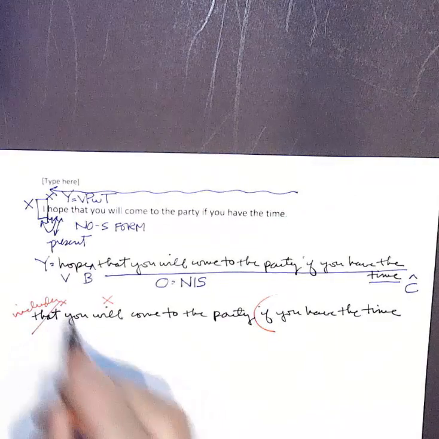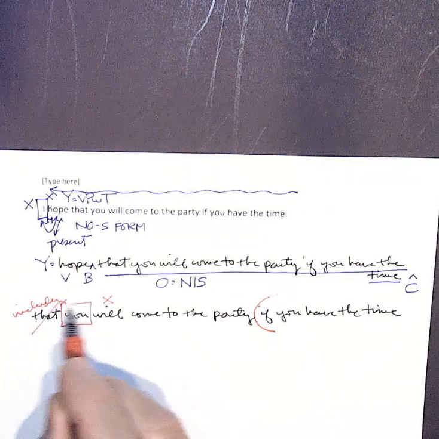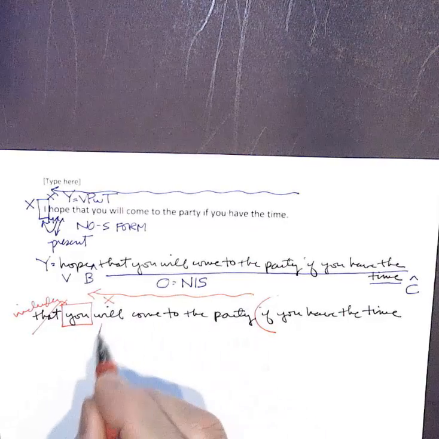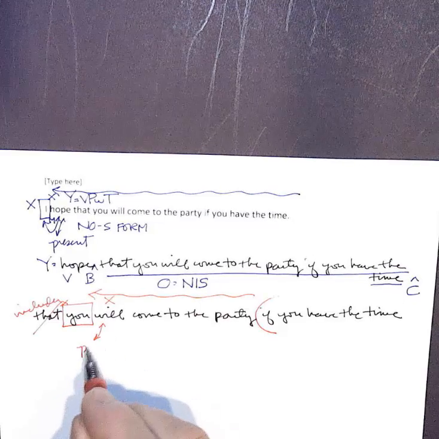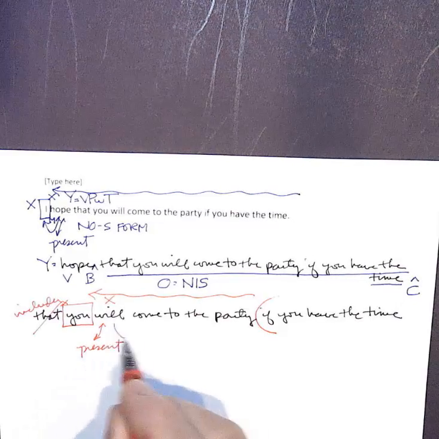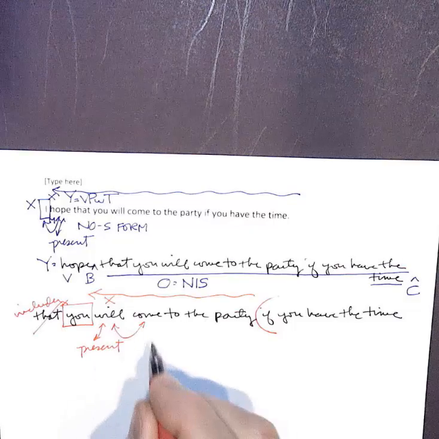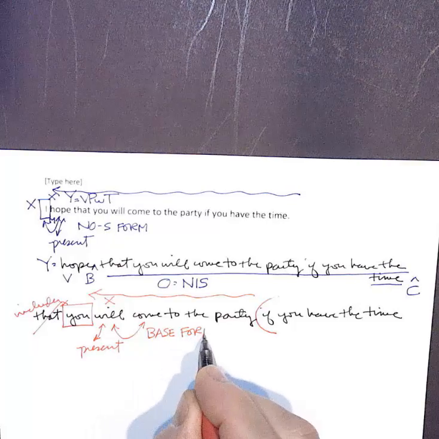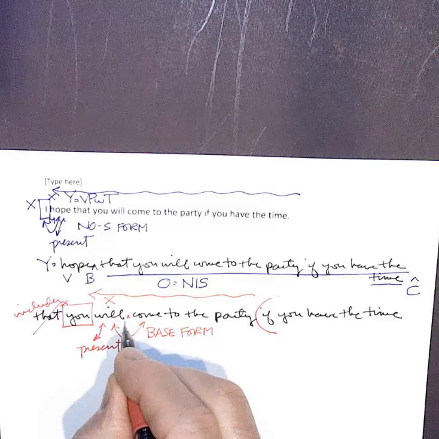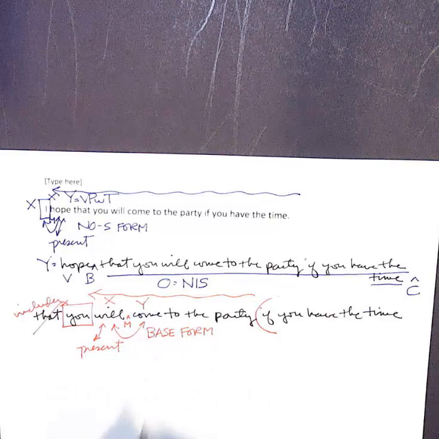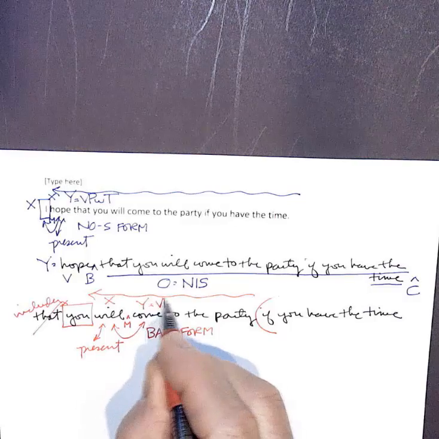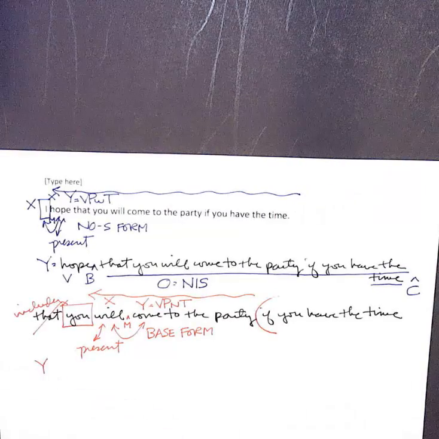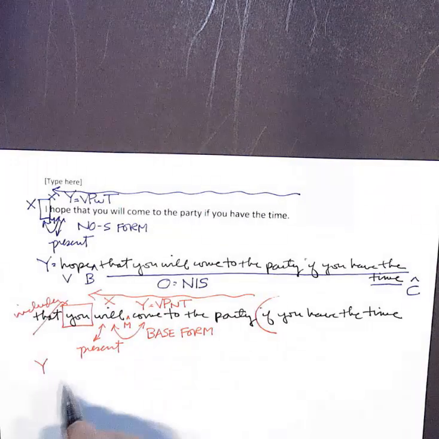Okay, so let's find the other two. We have the two X word places. Predicate. Will ties with the present. Will ties with come. Base form. The N place is here, empty. Y is come to the party. Verb phrase, no time. The Y, come to the party.